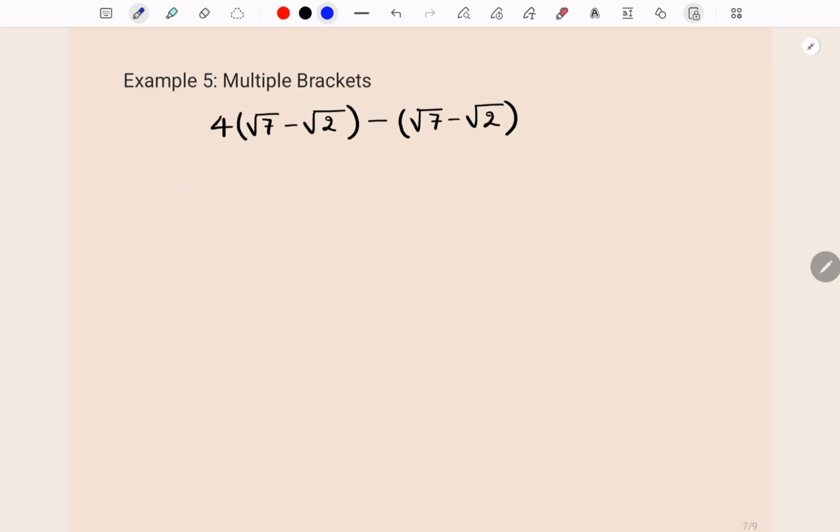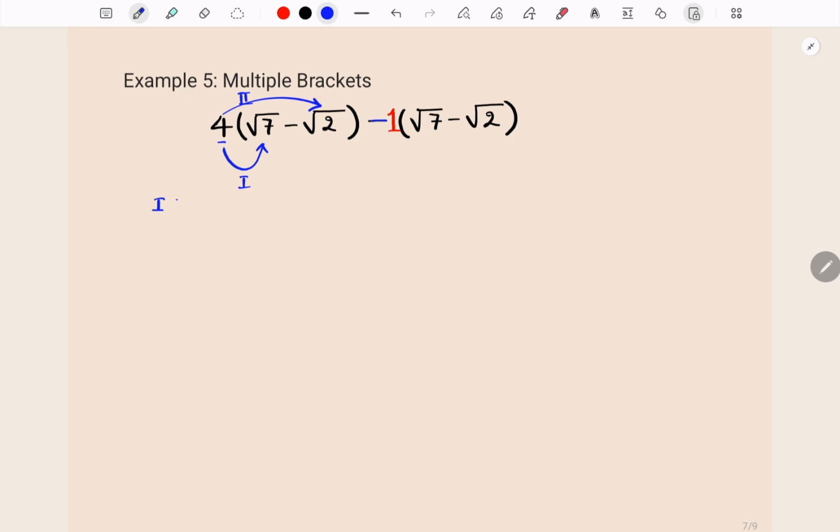Let's solve the next question. We have two brackets here. There is 4 and we need to multiply this 4 with root 7 and we need to multiply this 4 with negative root 2. So we have two multiplications here. This is the first one and this would be the second multiplication. In the next part we have another bracket and there is this negative sign. We can put a 1 here and that is all. So let's multiply.